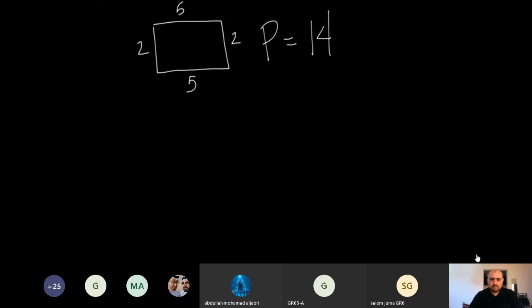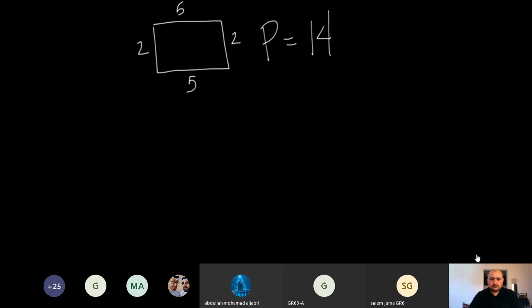So let's say I have a square or a rectangle, and I know that the perimeter is, let's say this is 5, 5, 2, and 2. So it's 5, 10, 11, 12, 13, 14. So P equals 14.